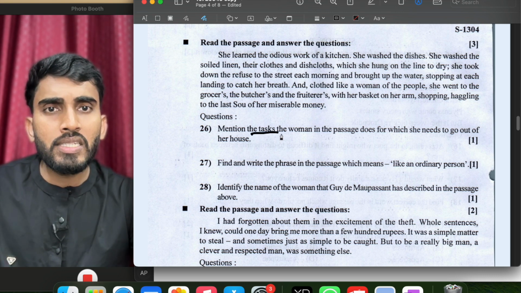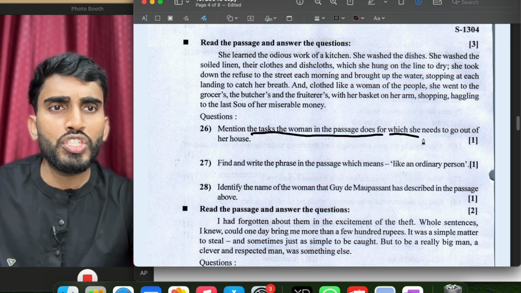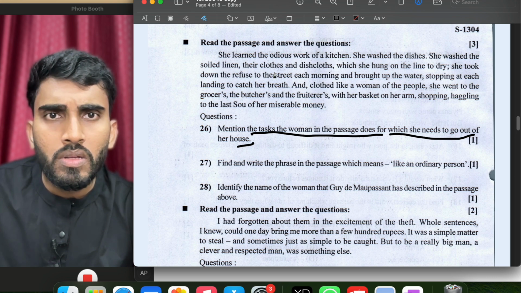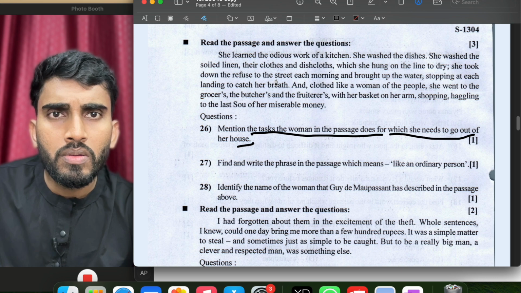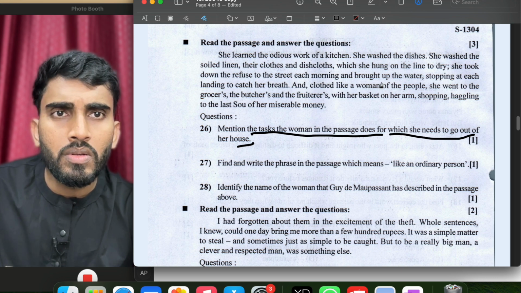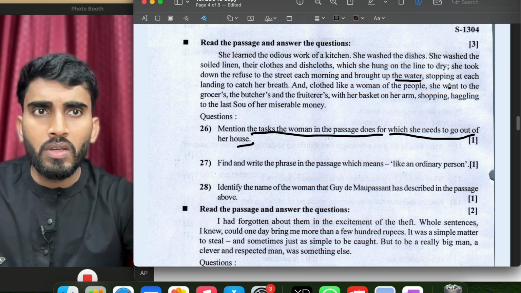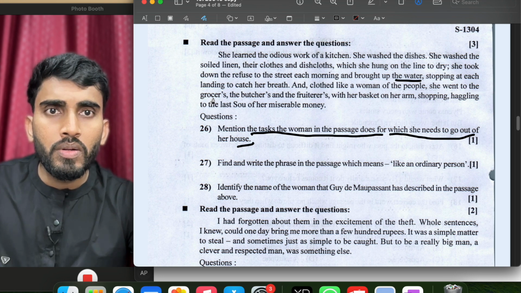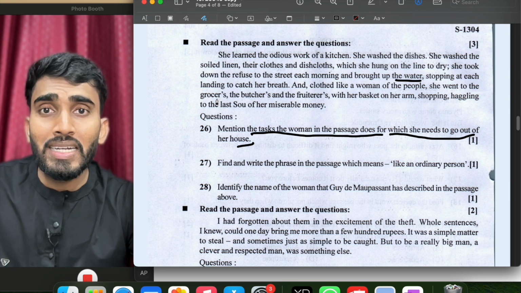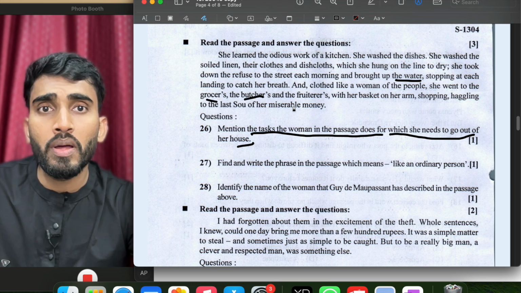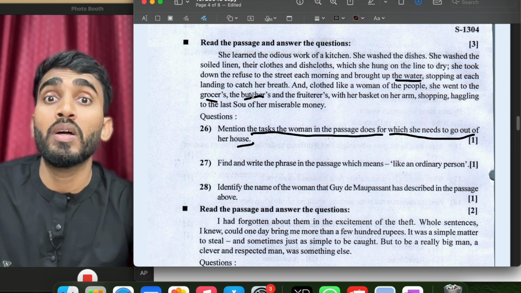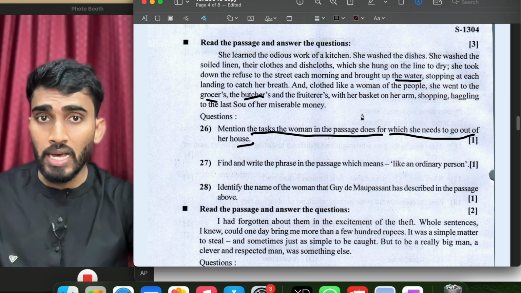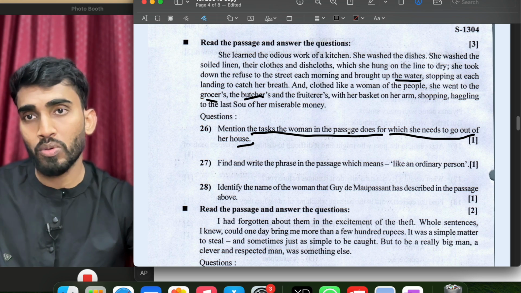So the tasks the woman in the passage does for which she needs to go out of her house are, this is all household work, to fetch water, to buy day supplies from the grocery shop, the butcher shop, and the fruit shop. That's it. These are the tasks which the woman is doing in the passage for which she has to go out. So this will be the answer.